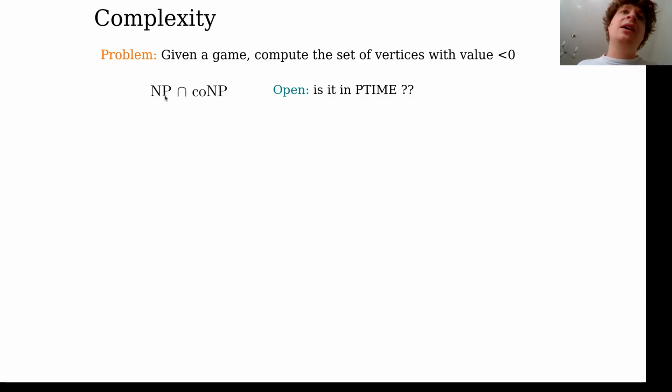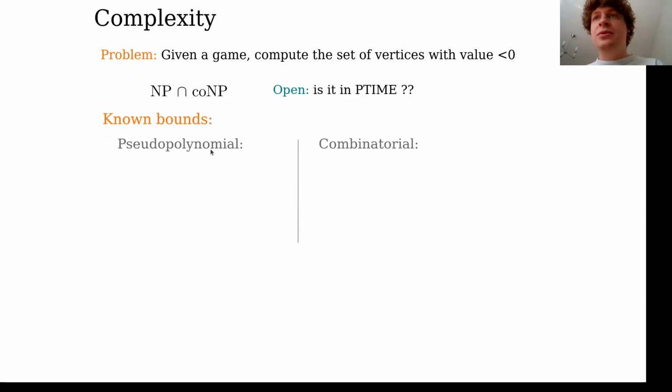So this is in NP, and it's also in co-NP because of the symmetry of the problem. Negative instances have a good strategy for the opponent, which gives membership in co-NP. And the main open question is now whether this decision problem is in P time. Okay, so that's our setup. Now, what is known?